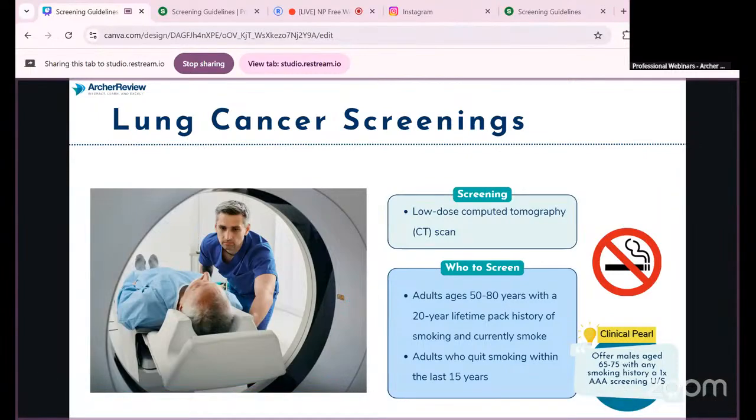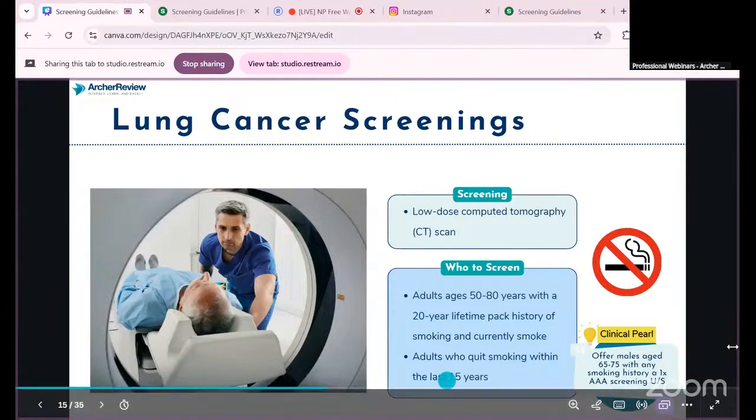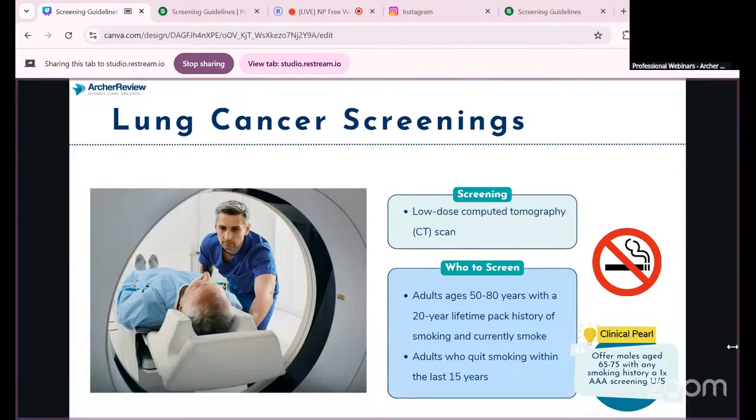Do you all remember what test is used to screen for lung cancer? That's going to be your low dose CT scan, right? And the low dose CT scan will be conducted every year. And of course, this is an expensive and costly test for patients. It's radiation exposure, even though it's a lower radiation dose and they're not necessarily getting IV contrast, it still has a little bit of exposure.